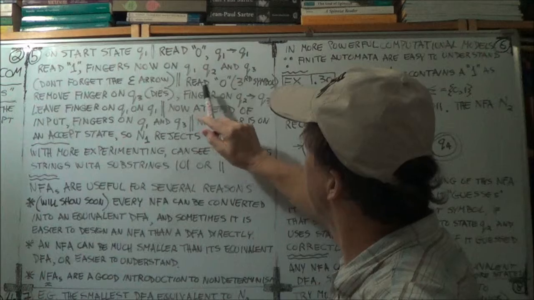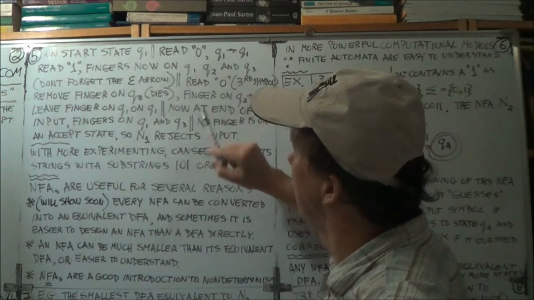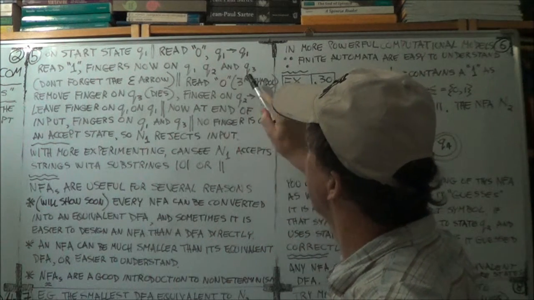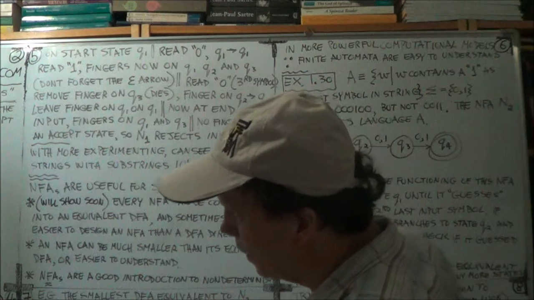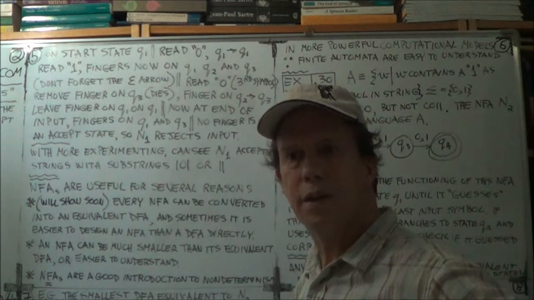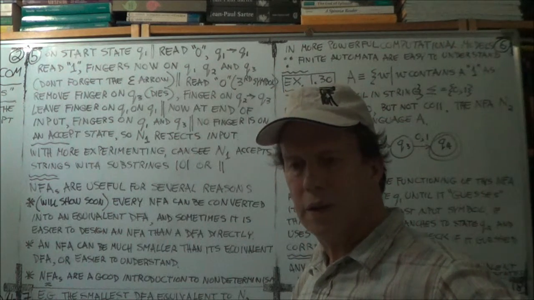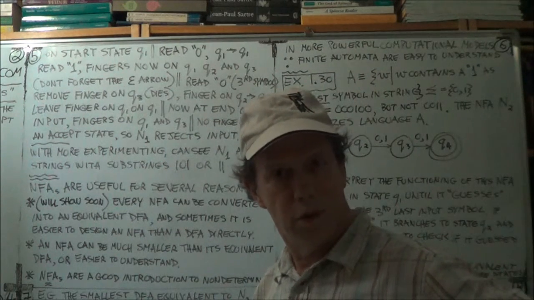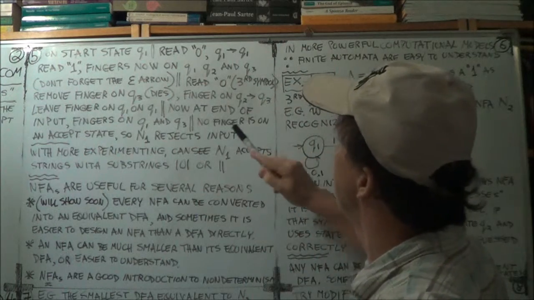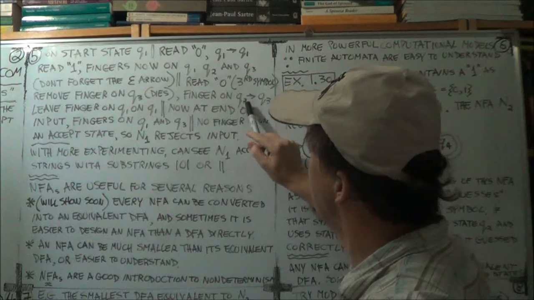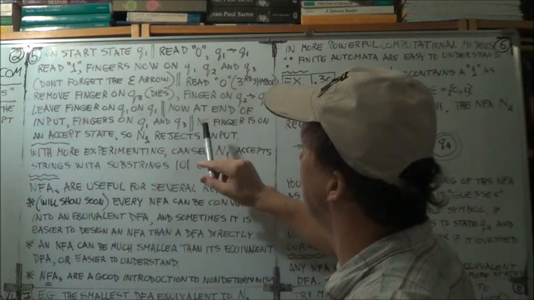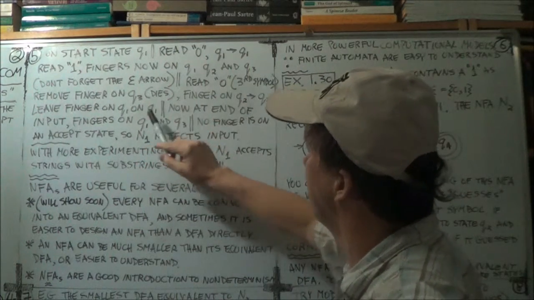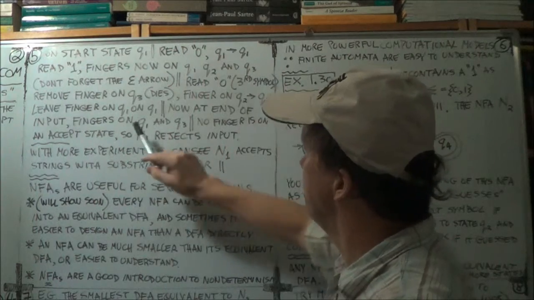Okay, and then the third symbol comes in, it's a 0. Let's see, Q3 dies because there's no exit arrow, there's no transition for a 0 from state Q3, so it dies. Q2 goes to Q3, right? And Q1 just stays in Q1 because it's reading a 0. Okay, so that's the end of the input.